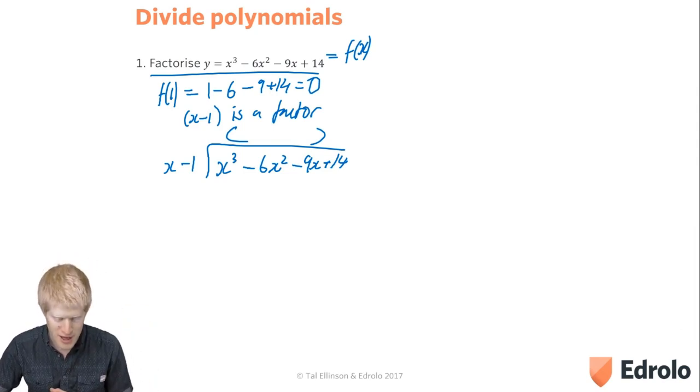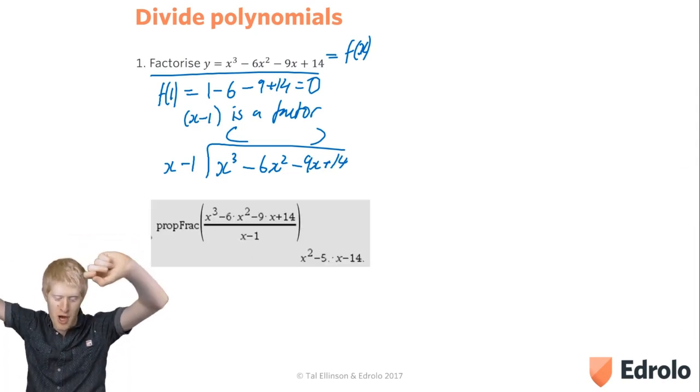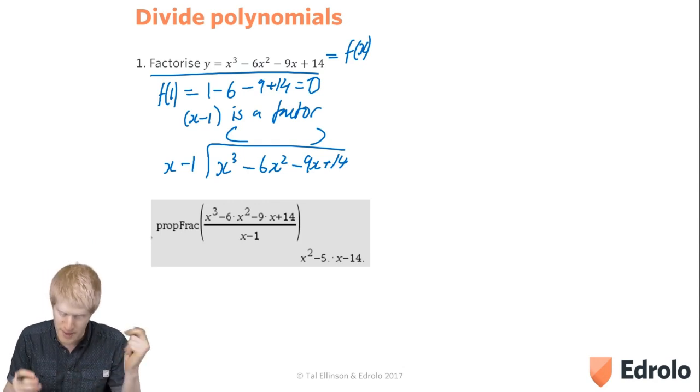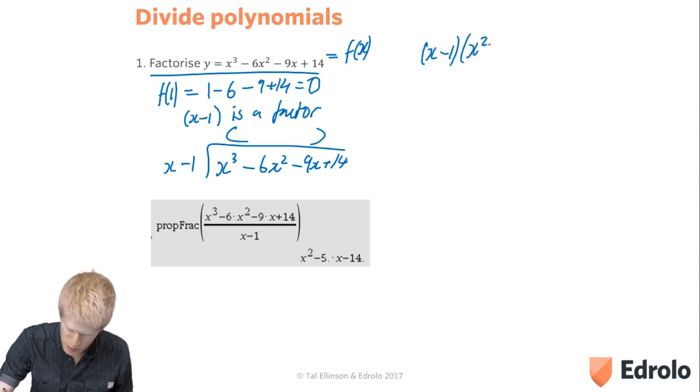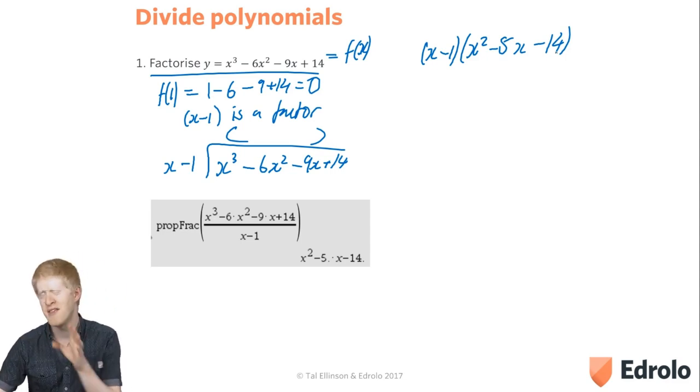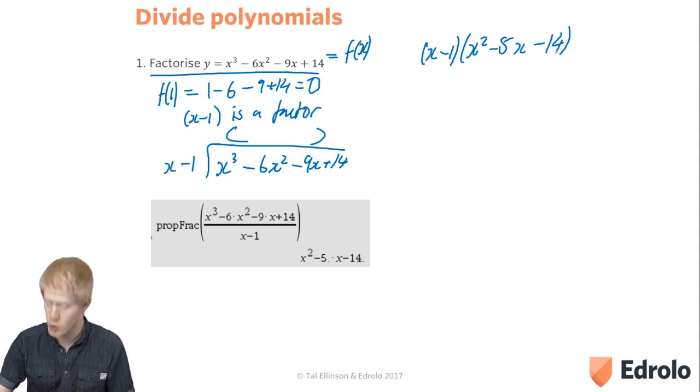So you use prop fraction in a calculator, you chuck it in, you put your cubic on the top, you put your linear factor on the bottom, bada bing, bada boom, you have your answer. You know that your function is equal to x minus 1 times x squared minus 5x minus 14. Pretty good. One thing to remember though is you should always check whether you can factorize a quadratic expression.